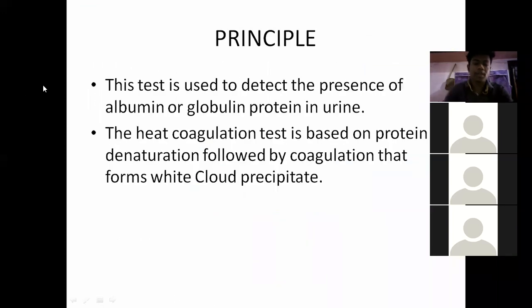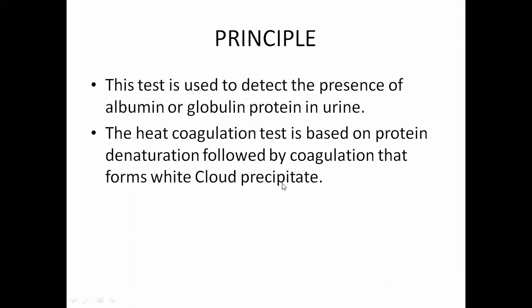So the principle of this test. This test is used to detect the presence of protein, that is albumin or globulin, in urine. In your sample, if there is a protein, we will simply add acetic acid and heat the solution. And if the solution shows a white precipitate or white cloud, that means the solution contains protein.